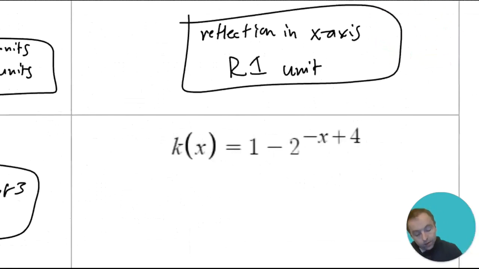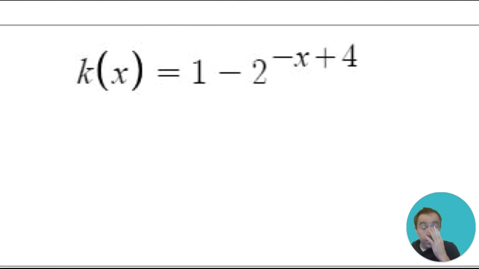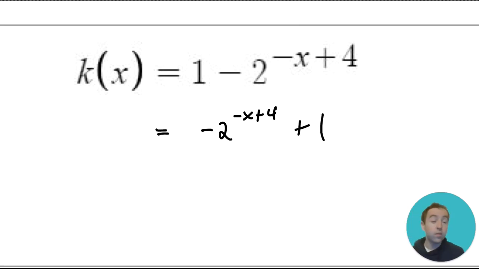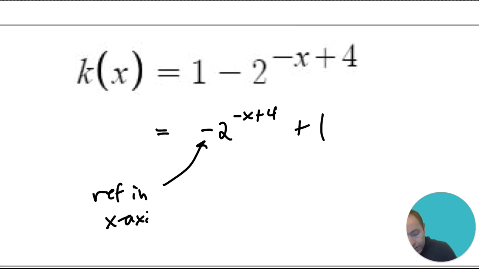And then finally, this last example has lots of different things going on. So you could write this in a little different order if you wanted to. You could write it this way, and then it might make more sense to you in terms of what number corresponds to what transformations. So the fact that you have a negative coefficient in front of the 2 to the x means that it's going to reflect the graph upside down. So you do have a reflection in the x-axis because of that.